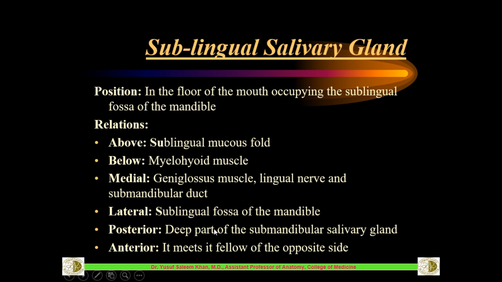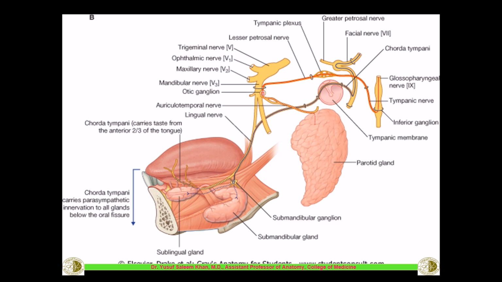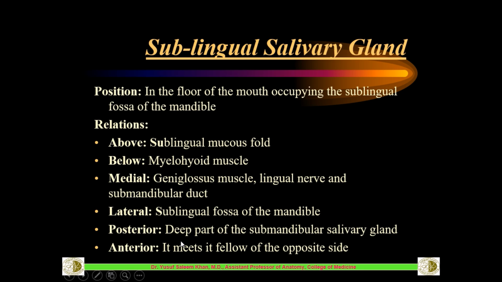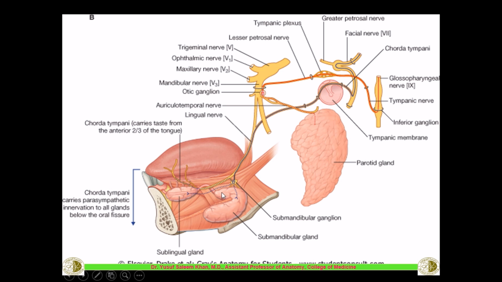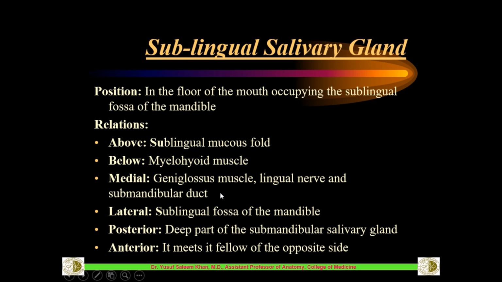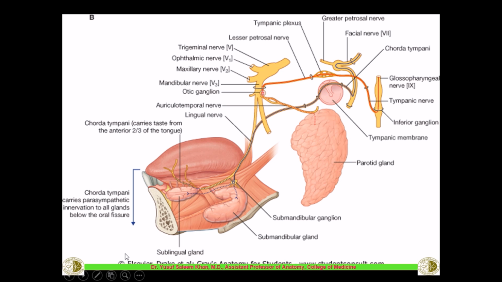Laterally is the sublingual fossa of the mandible, the small fossa just above the mylohyoid line, which is a small groove on the inner surface of the mandible itself. Posteriorly, you can see the deep part of the submandibular salivary gland in relation. Anteriorly, it meets its fellow of the opposite side, because all these glands are in pairs, so it will be meeting anteriorly with the opposite sublingual gland.